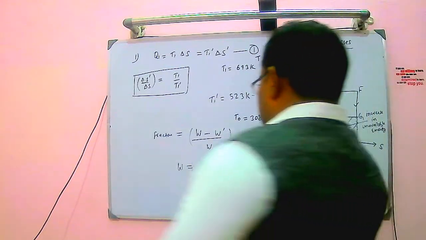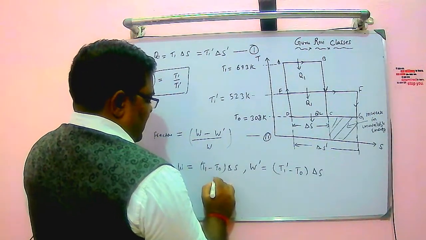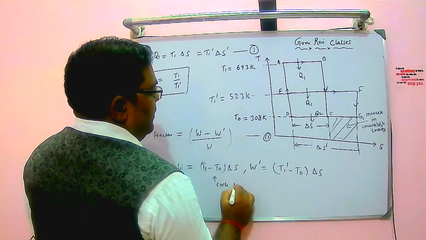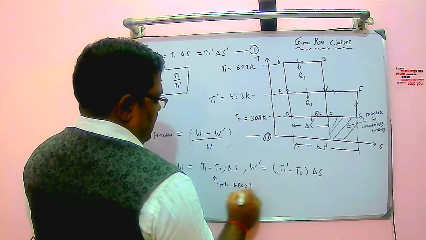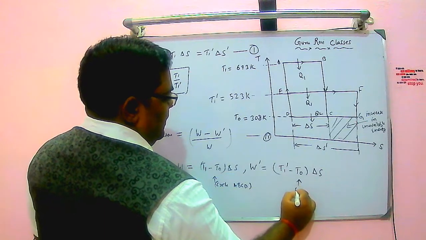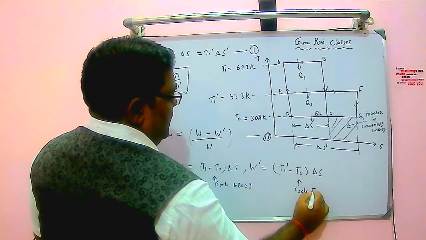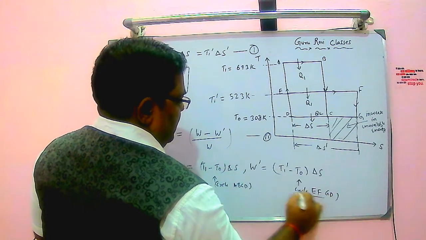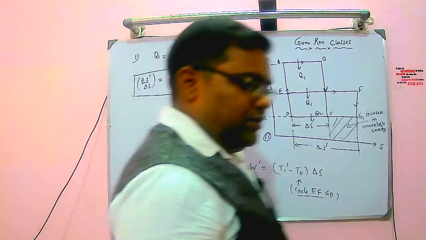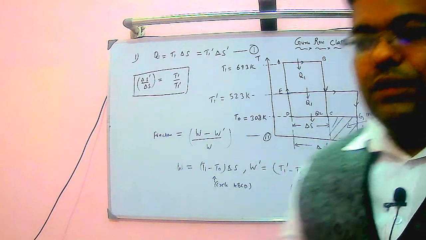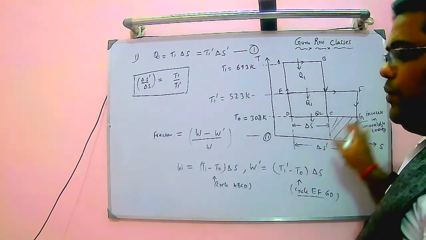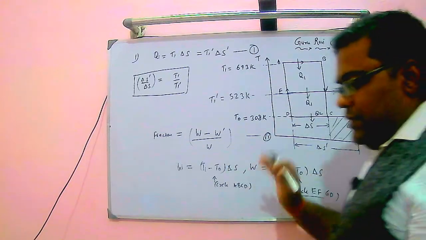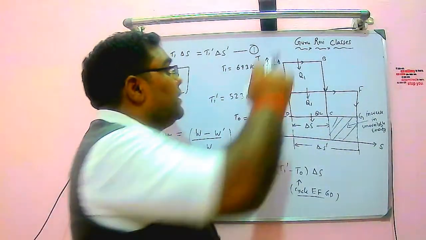So don't get confused. This is the work in cycle A, B, C, D, and this is in cycle E, F, G, D. So now you know the available energy for both. You can take the difference, then divide it, and you can get the answer. So let's go for that.